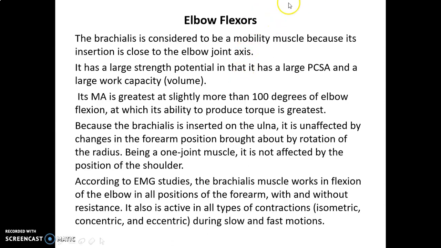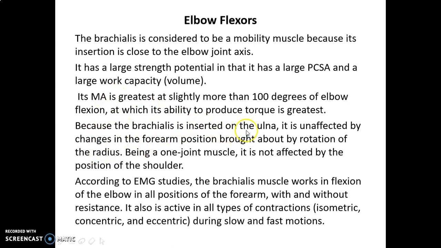The brachialis is considered to be a mobility muscle because its insertion is close to the elbow axis. It has a large strength potential in that it has a large PCSA, that is physiologic cross-sectional area, and a large working capacity. Whenever there is a large PCSA, the bulk of the muscle is larger, meaning it has a capacity to work more. Its moment arm is greatest at slightly more than 100 degrees of elbow flexion, that is, between 90 and 100 degrees. Most muscles have similar activity at about 90 to 100 degrees, where the perpendicular distance increases and torque is most in this range.